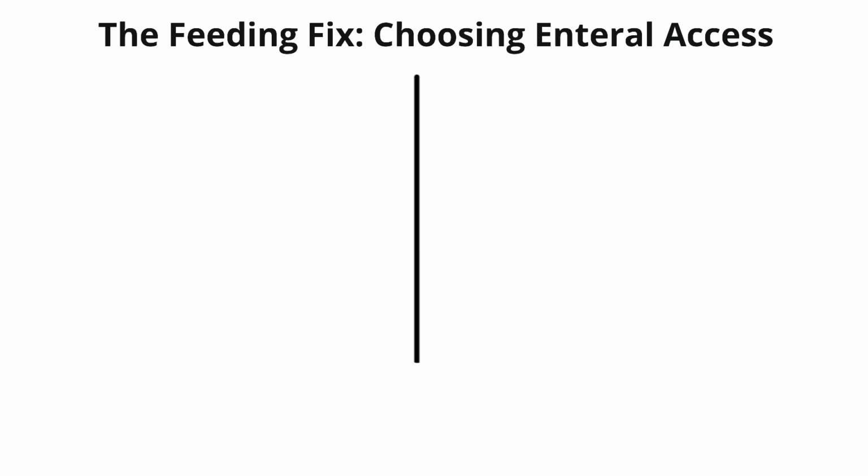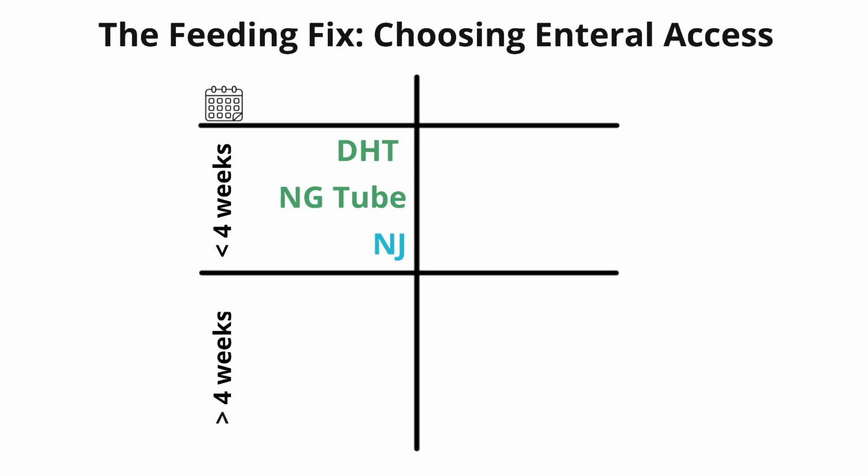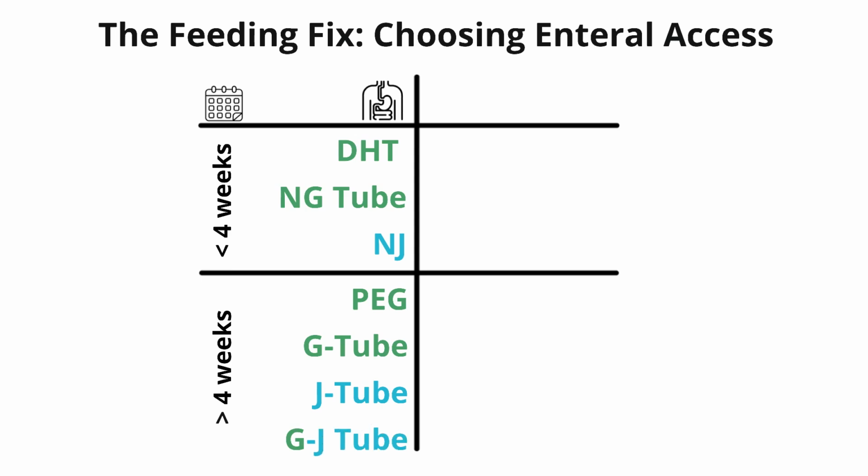Okay, let's summarize. Factor number 1, duration of use. Short-term access options for approximately 4 weeks or less include the Dobhoff tube, the NG tube, also known as the Salem sump, or the NJ tube. Long-term access options include the PEG tube, the G tube, the J tube, and the special GJ tube. Factor number 2, location, location, location. Determine if access should terminate in the stomach, such as with the Dobhoff, the NG, the PEG, and the G tube, or in the jejunum, such as with the NJ, the J tube, and the GJ tube, depending on if they have gastroparesis or gastric outlet obstructions.